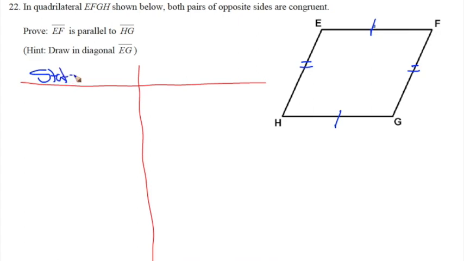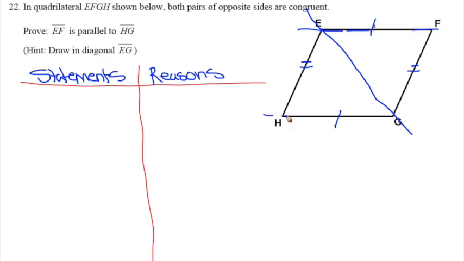My plan here, in order to be able to say that these two lines EF and HG are parallel, is to draw in a transversal line between the lines. If I can show that the alternate angles, this one here and this one here, are congruent, then I know the two lines must be parallel. So my plan of attack here is to prove these two triangles, EHG and EFG, are congruent, and I'm going to use SSS.